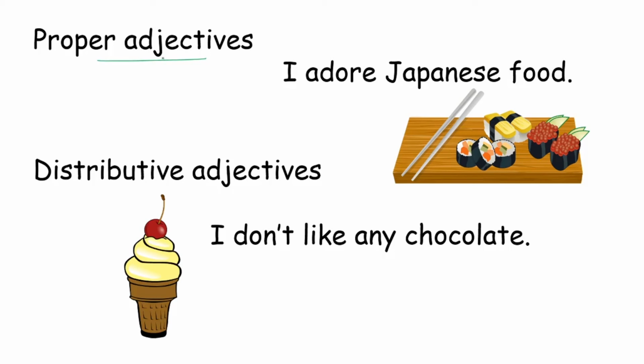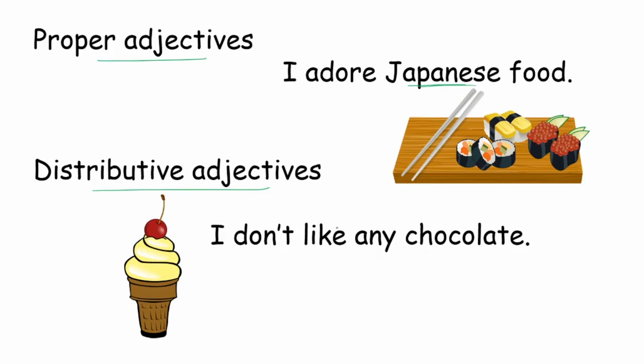And then we have this proper adjective. So proper adjectives are capitalized adjectives derived from proper nouns. So here, I adore Japanese food. So Japanese here is the proper adjective because this word Japanese is derived from the proper noun Japan. So words that are derived from proper nouns and are capitalized often are known as proper adjectives. So the word Japanese here is a proper adjective.